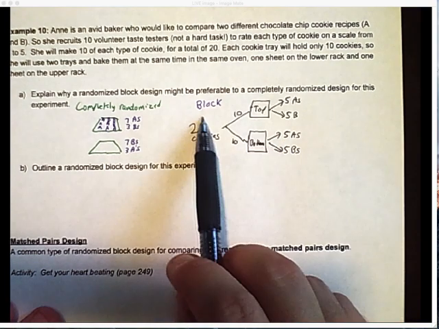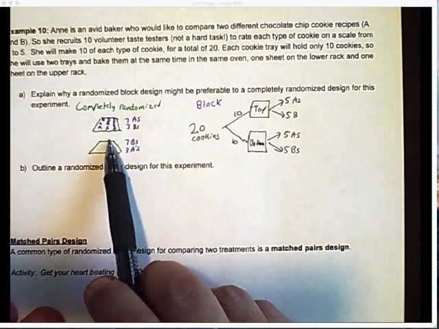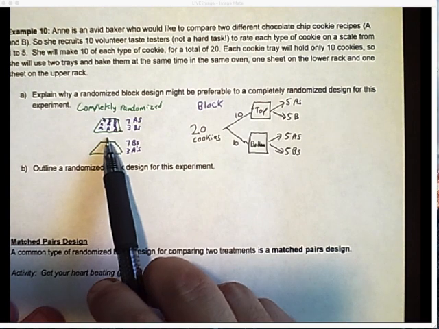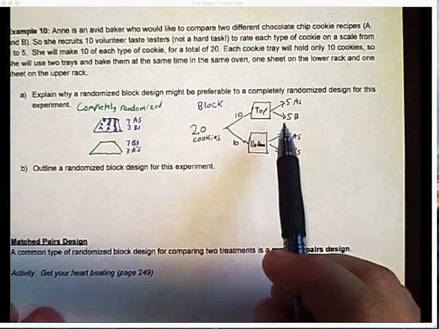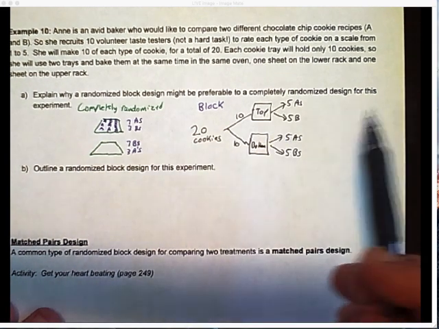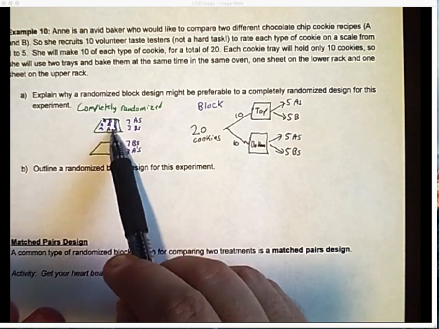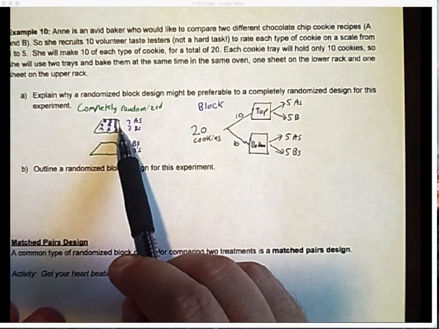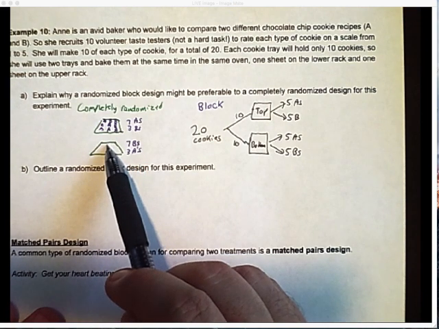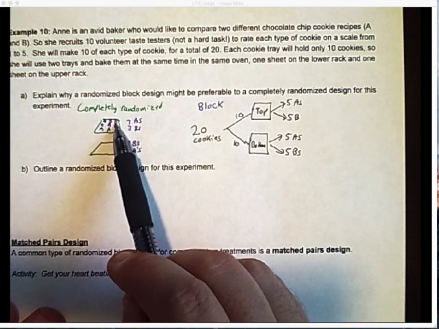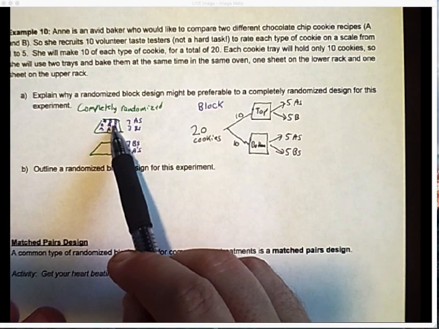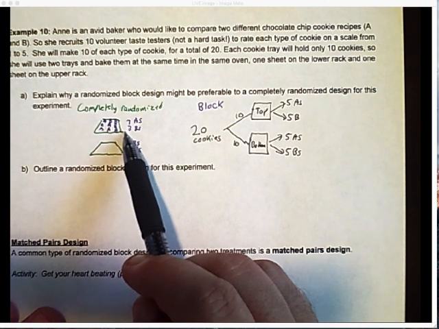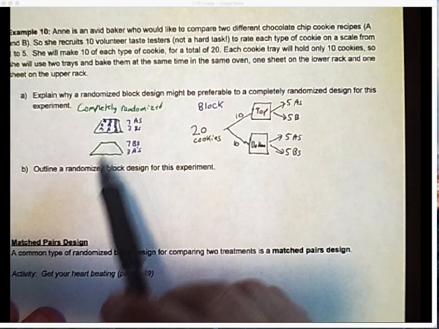So a block design would take into account the location, which might affect the cooking. All right, so that would be a better design, because if the top shelf cooked faster than the bottom shelf, then these might be burnt, or vice versa. So if you had more A's on the top, but they were burnt, people would probably like B more. So your location might affect your results.